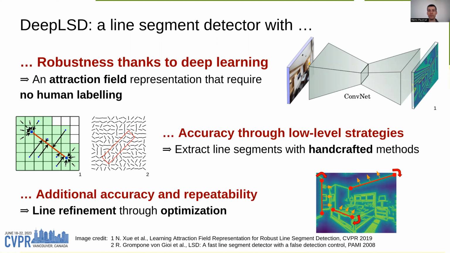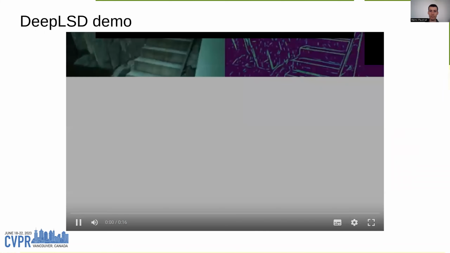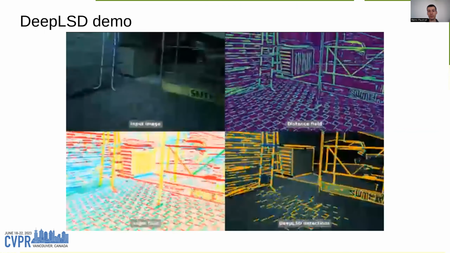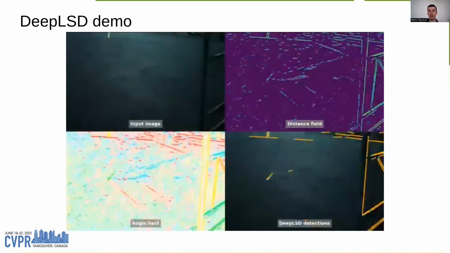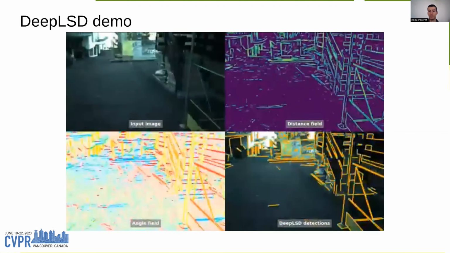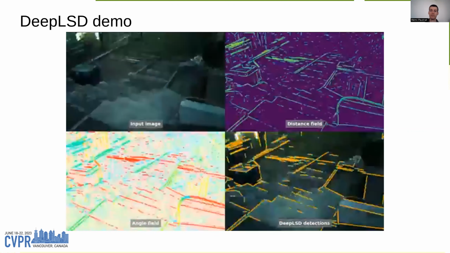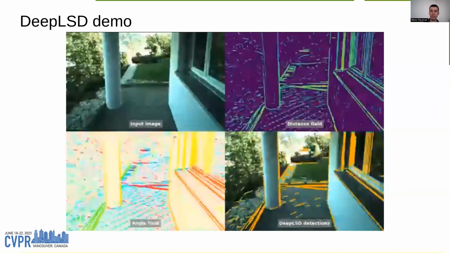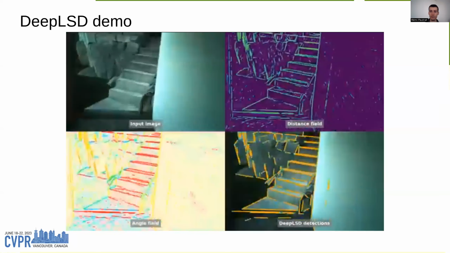Finally, DeepLSD can refine existing lines or its own lines through an optimization that can further boost the accuracy and repeatability of the lines. Here's a demo of DeepLSD in action, where you can see in the top right the distance field and in the bottom left the angle field predicted by our network, and in the bottom right the resulting line segments. These lines are highly accurate and robust to image conditions such as lighting variations.